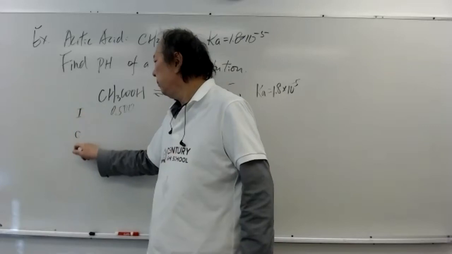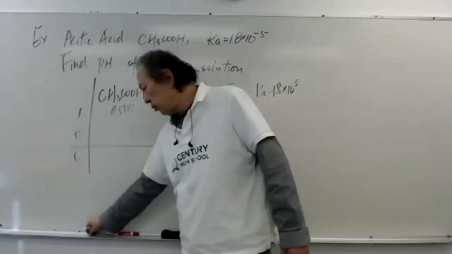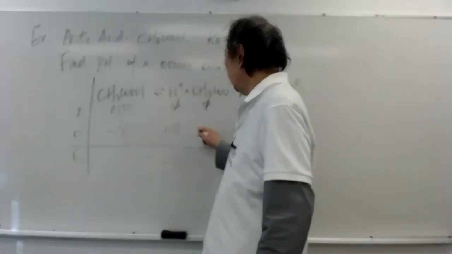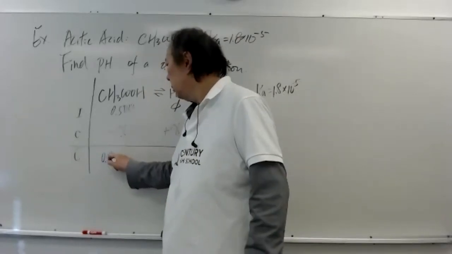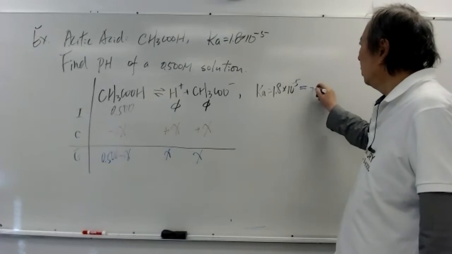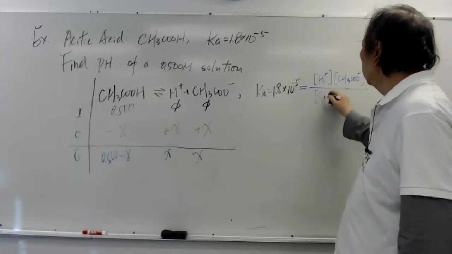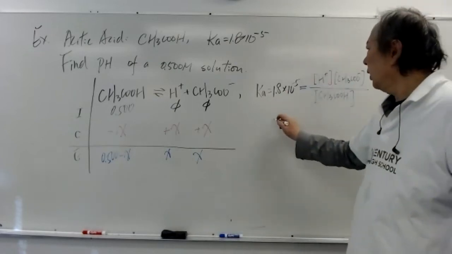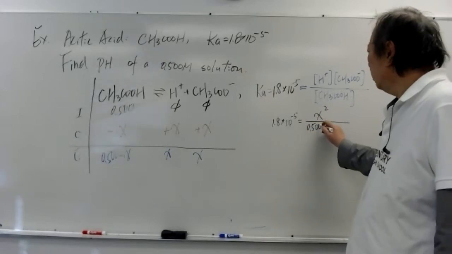We have the ICE chart again. Initial 0 and 0. When they start to change, we write minus X, plus X, plus X. When they finally reach equilibrium, 0.500 minus X, X and X. Your Ka equals H plus times CH3COO minus over CH3COOH. So we get 1.8 times 10 to the negative 5 equals X squared over 0.500 minus X.